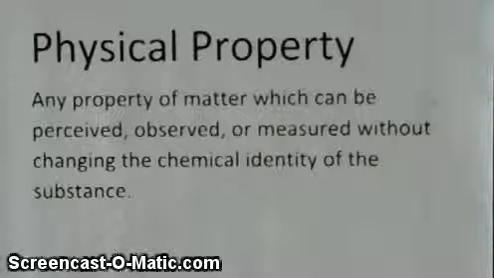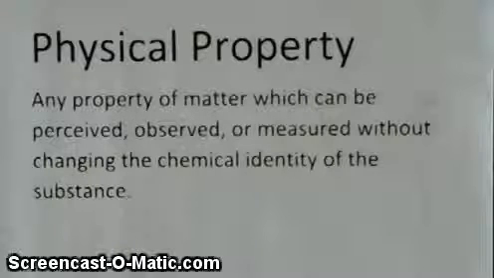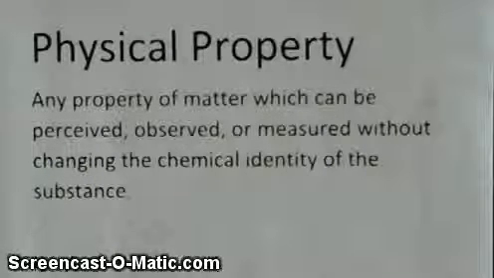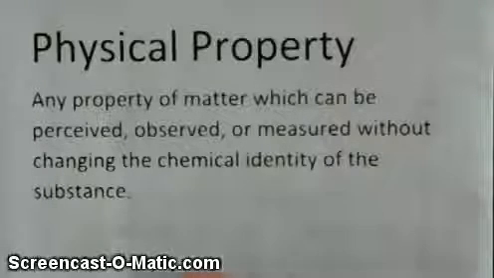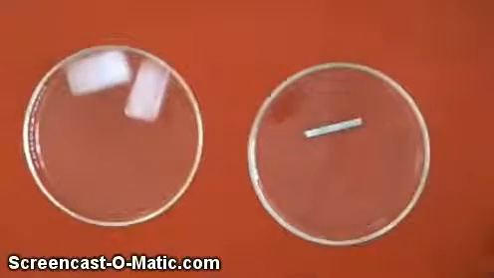What is a physical property? Well, that's any property of matter which can be perceived, observed, or measured without changing the chemical identity of the substance. So that's a lot of words. What does all that really mean? Well, let's take a look at some examples.